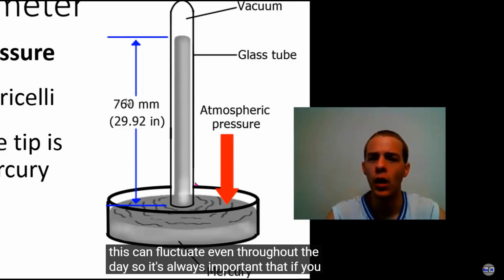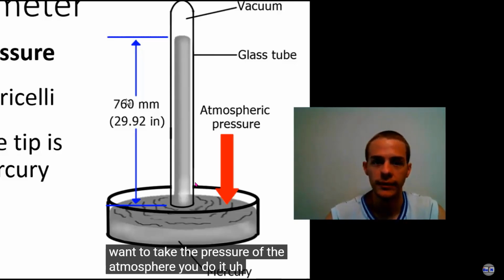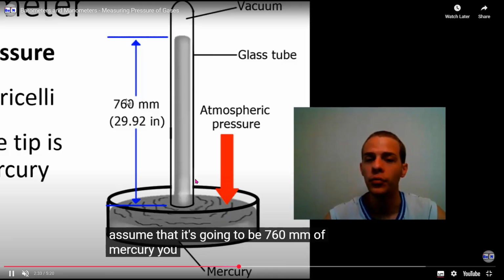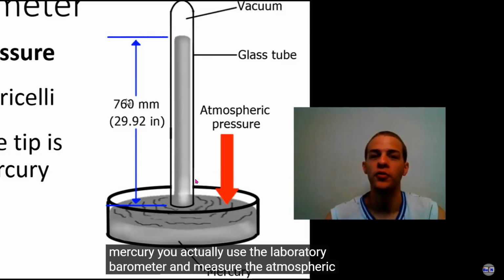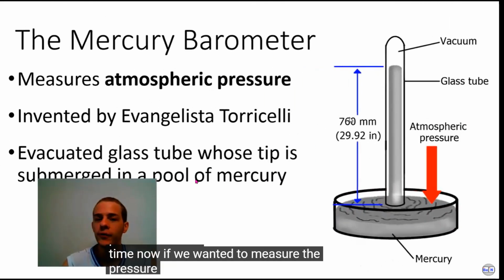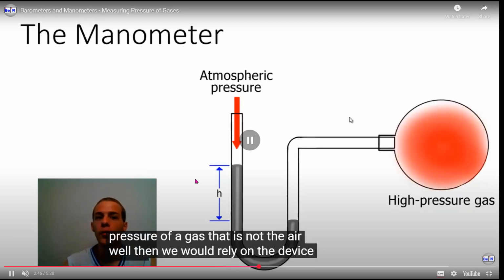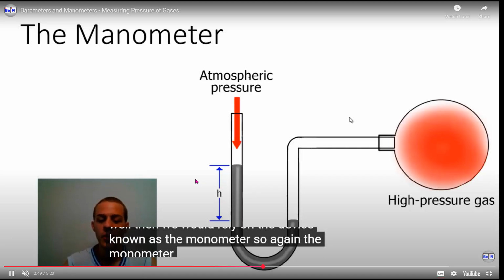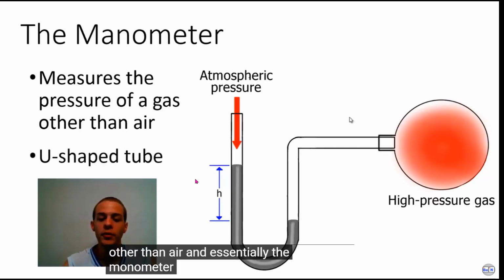So it's important that if you want to take the pressure of the atmosphere, you don't just assume that it's going to be 760 millimeter of mercury. You actually use a laboratory barometer and measure the atmospheric pressure for that time. To measure the pressure of a gas that is not the air, we would rely on the device known as the manometer. Again, the manometer measures the pressure of a gas other than air.